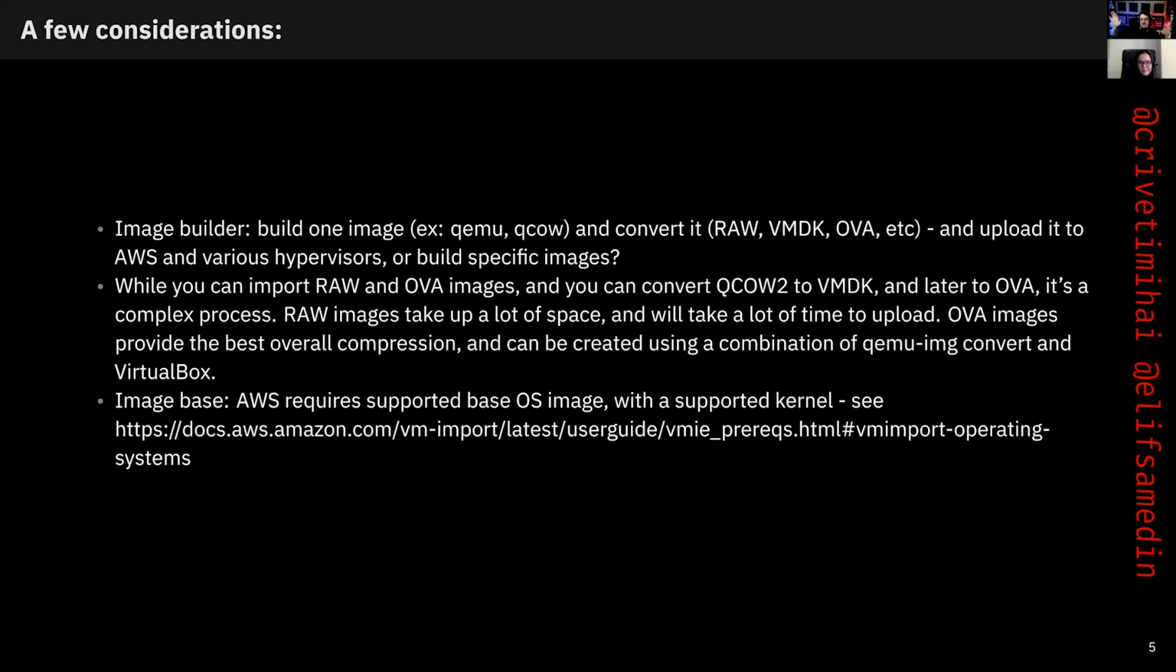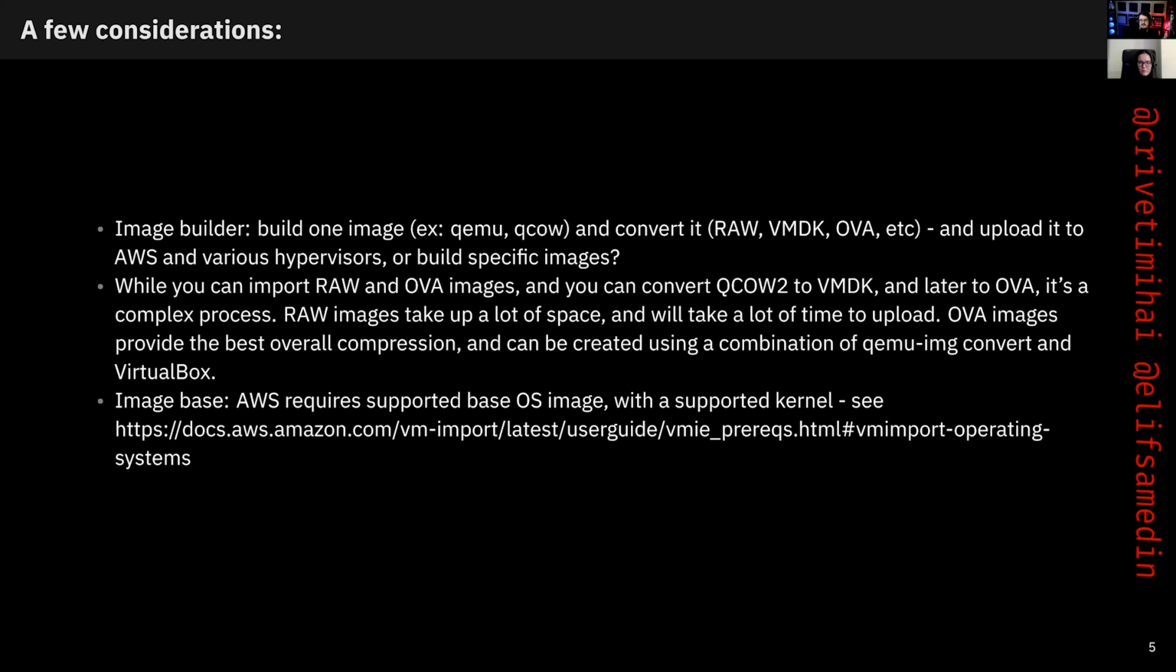So maybe it's better to package my image as an OVA or a VMDK, which is a compressed file format, and it will end up taking less space, even though the build process is going to be a bit more complex, and I might have to use more than one builder. So again, there's a couple of trade-offs there to consider.